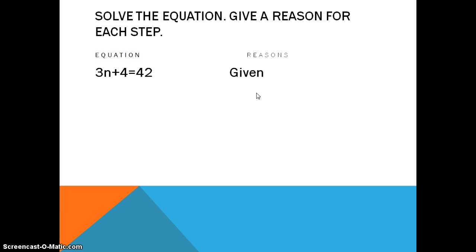Now your first step in solving this is that you're going to want to subtract 4 from both sides. So that will give me 3n is equal to 38. My reason, or what I did, was that I subtracted 4 from both sides. You only need to write down subtraction, but I'm just telling you what I did over here.